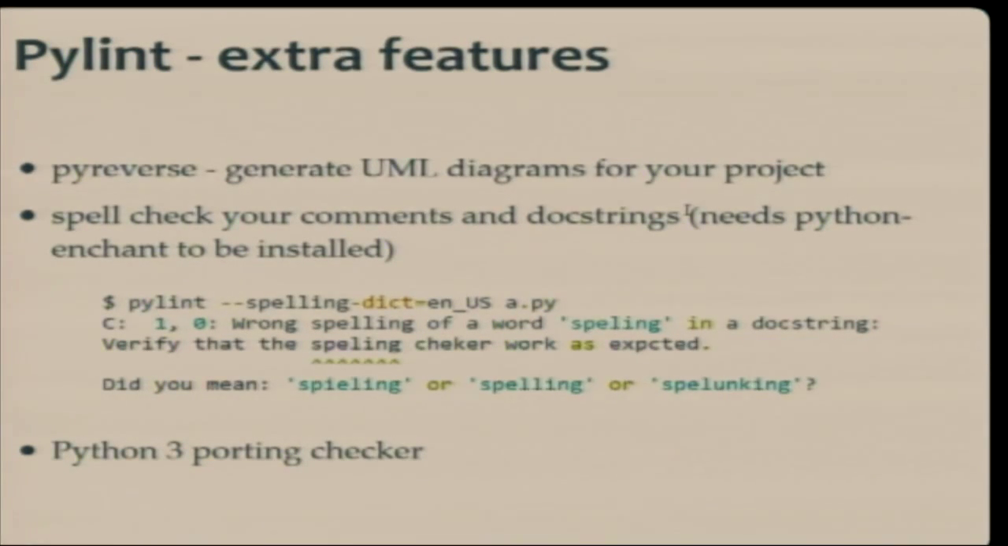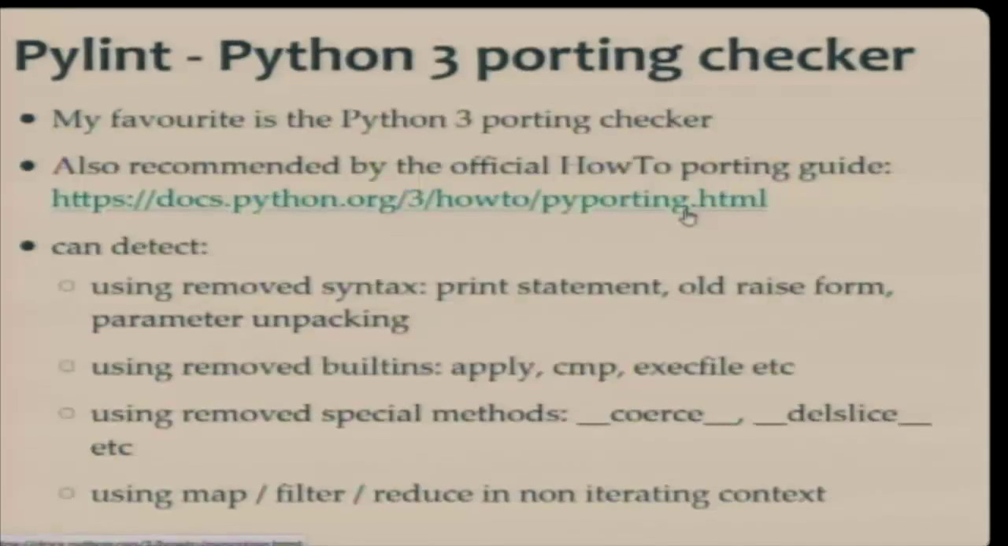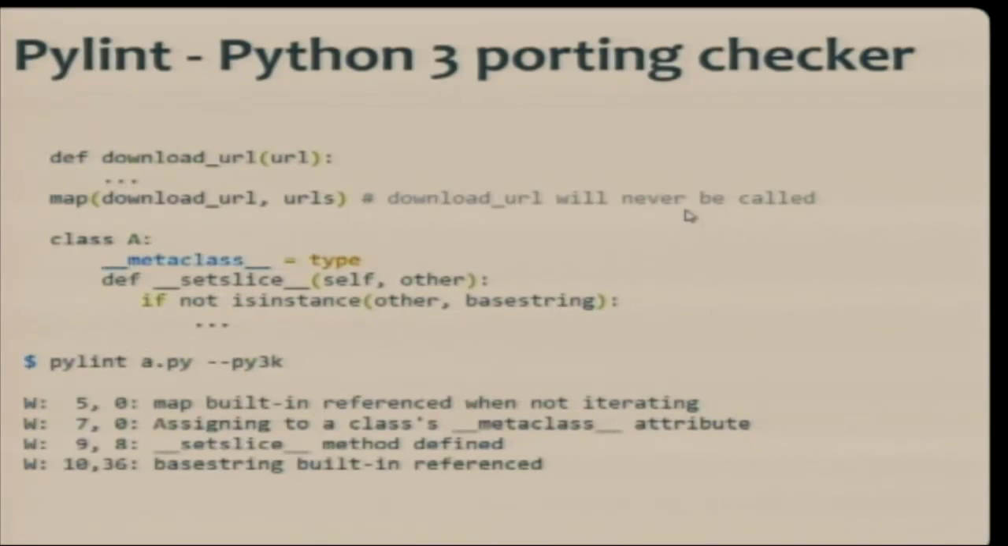It comes with a couple of extra features, like you could generate UML diagrams from your code, or you could spell check your docstrings or comments. These are disabled by default. Or you could use the Python 3 porting checker, which, when activated, disables all other checkers, and it will emit messages about stuff that is not going to work in Python 3 anymore, like using removed syntax or removed built-ins or special methods, or my favorite, using map, filter, or reduce in non-iterable contexts. As you can see in this particular example, on Python 3, map is lazily evaluated, and download URL will never be called, because you should evaluate it first to return a generator, stuff like that.